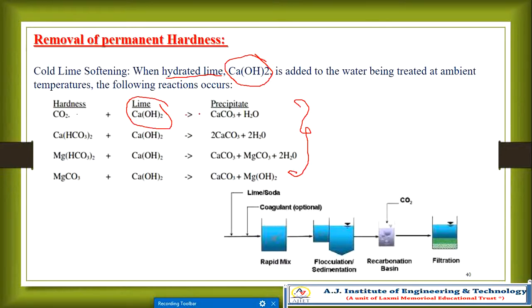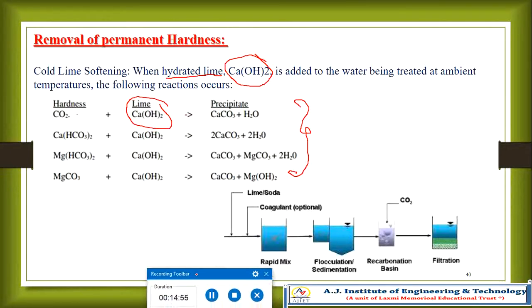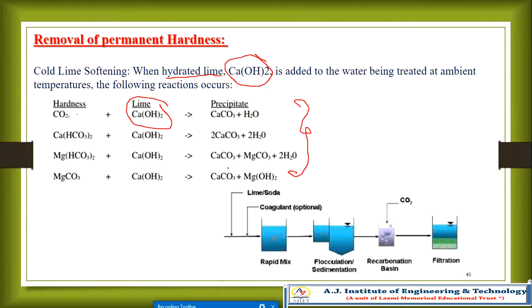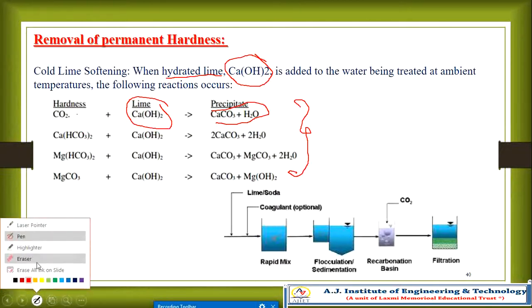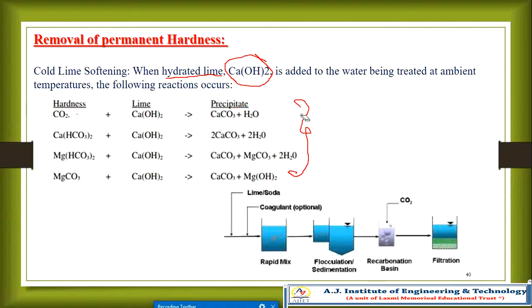That is Ca(OH)2 giving CaCO3 and H2O. Your precipitate will be CaCO3 and H2O, right? And this is one kind of hardness which I am showing you. That is the kind of hardness here.